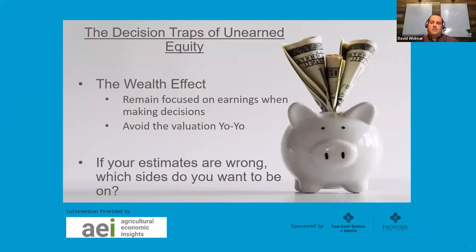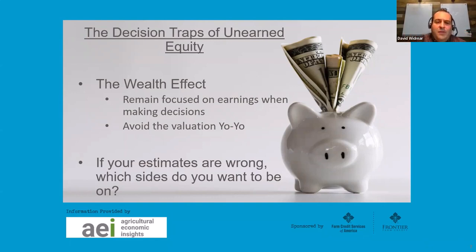And there's a couple ways that this plays out. The first one is what we call the wealth effect. Now, if you're not familiar, the wealth effect is this idea that when people have more money in their bank accounts or they feel wealthier, they tend to spend more money. And on the other side of the coin, when people have less money in their bank account or they feel less wealthy, they spend less money. It's this disconnect between earnings and wealth.